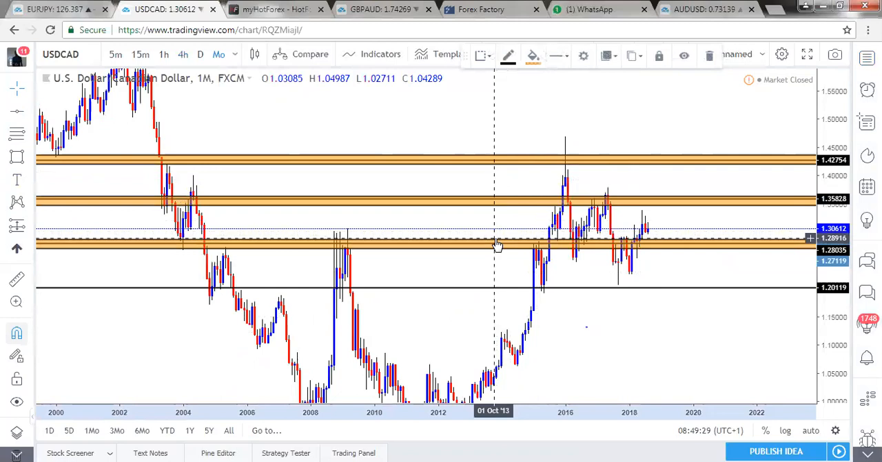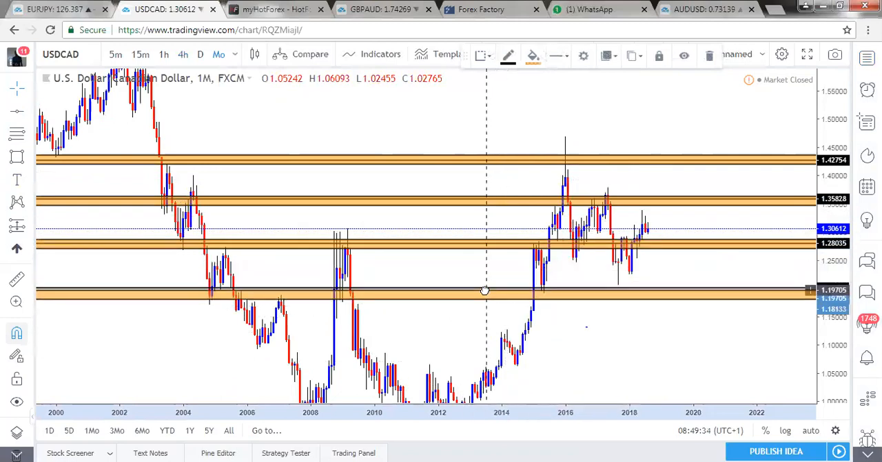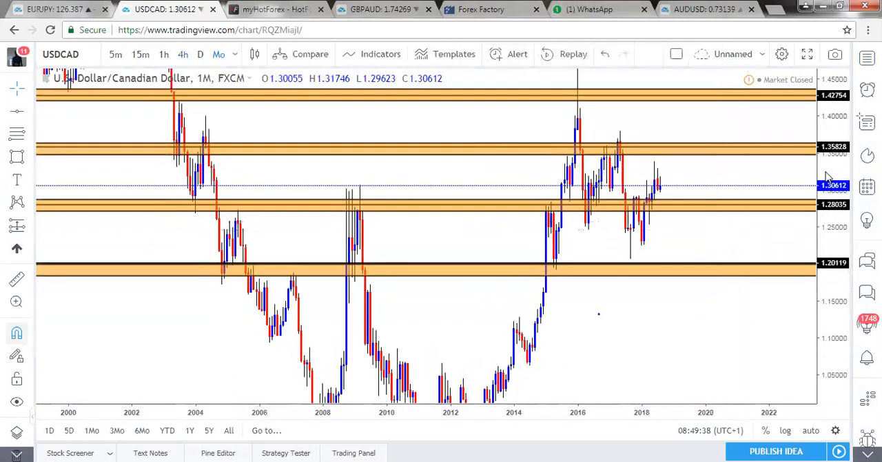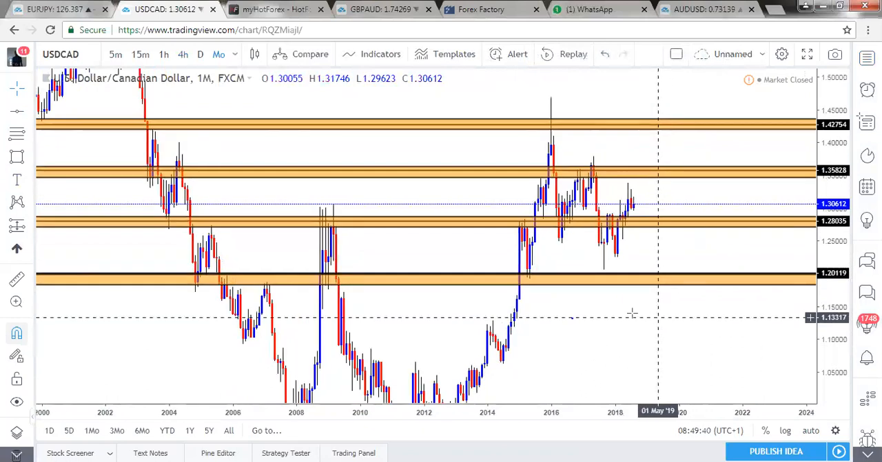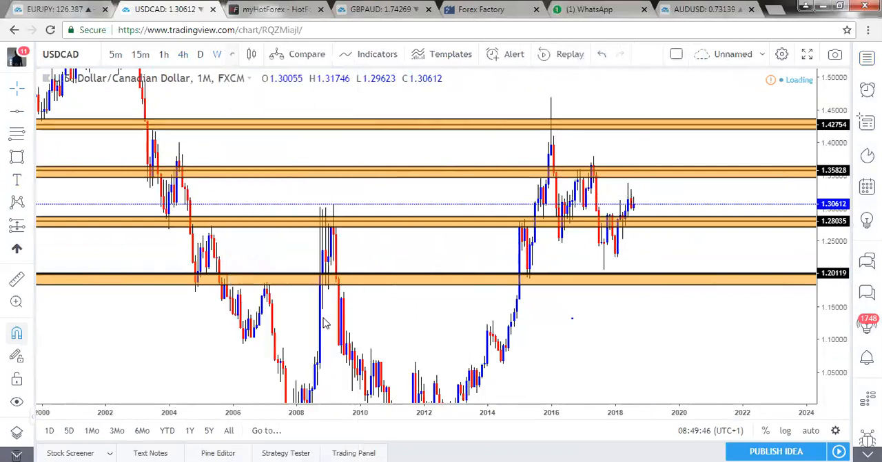Now, as much as possible, you want to keep your chart clean, you want to keep it simple, nothing complicated at all. Okay, so now I have my monthly, I marked up my monthly. The next thing I'm going to do is I want to go to my weekly time frame to mark up the key areas there as well.